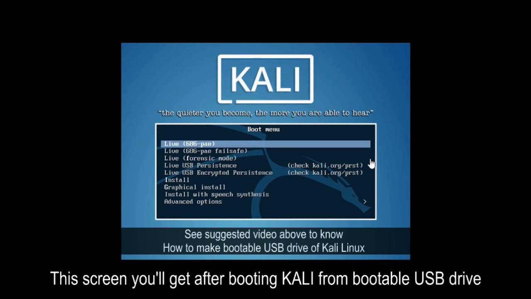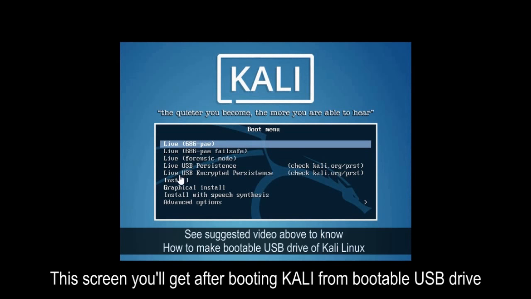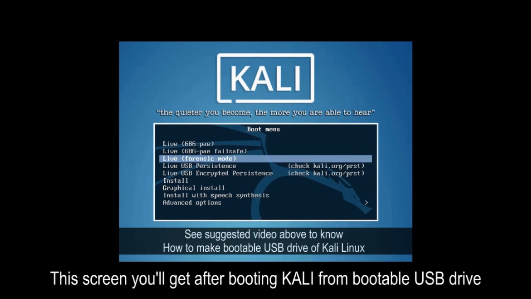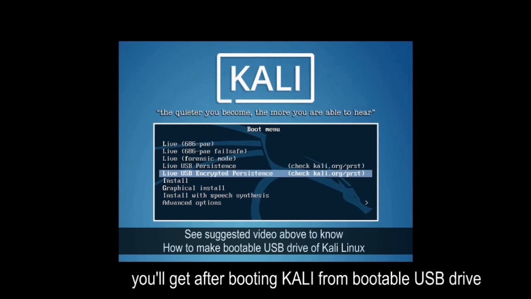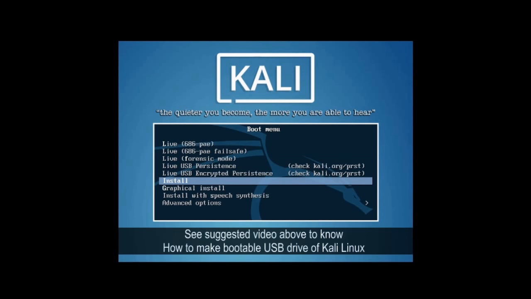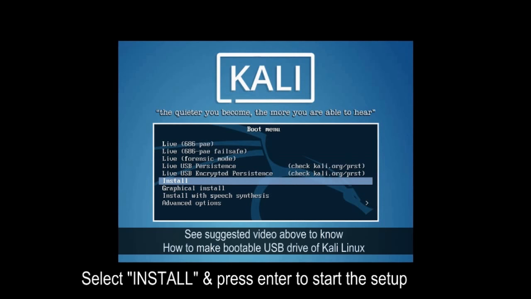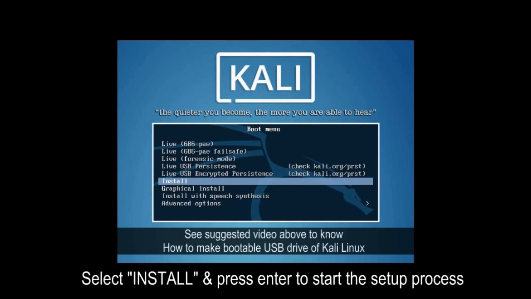After connecting your bootable USB drive of Kali Linux to your computer and booting from that USB, you will see screens something like this of Kali Linux. If you want to directly run the Kali Linux operating system from this USB drive, you can use this option, live 686 PAE mode or live USB persistence. By these options you can directly run Kali Linux from the USB drive. You don't need to install it.